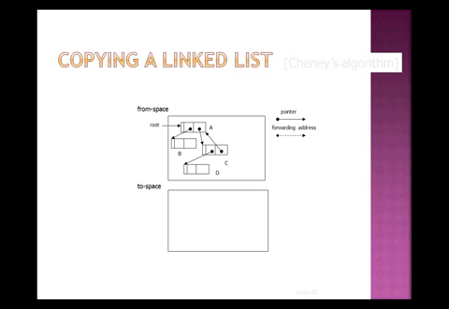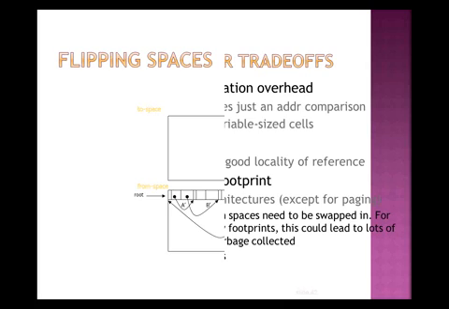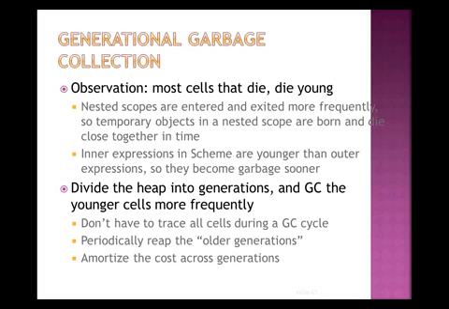Then the next topic is the copying collector. That is the next technique that is used, dividing the main heap into the free space, from space and the to space. That is a copying collector, copying the collector from one place to the next place. This is the algorithm that is used to copy a linked list. This is the example of the to space and the free space that is used.